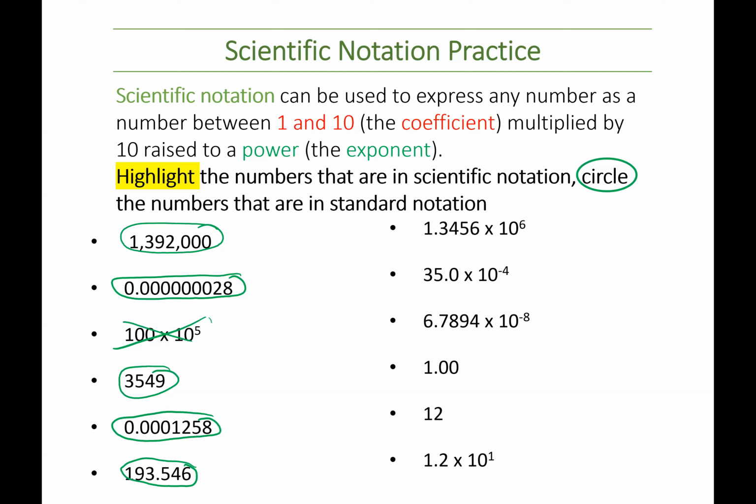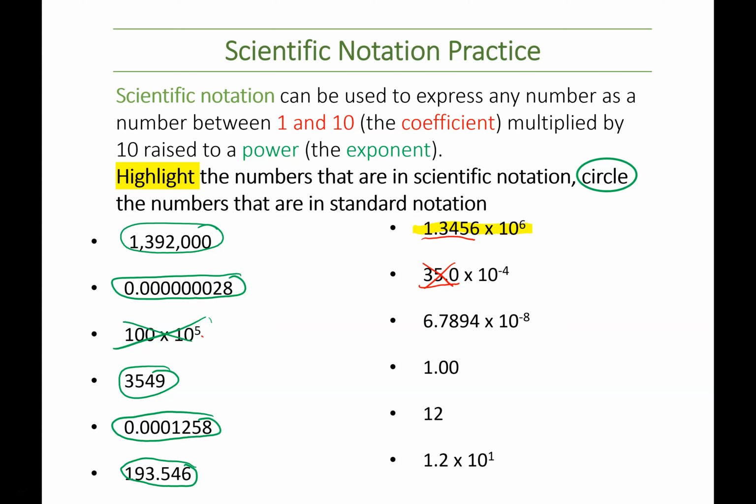Our next example, 1.3456 times 10 to the 6th. We have 1.3456. That is definitely a number between 1 and 10, so that's an okay coefficient. We have multiplied by 10 and raised to the power of 6. That's an exponent. That means that this number is scientific notation. So we're going to go ahead and highlight it. Next, we have 35 times 10 to the negative 4th. While you might be tempted to call this scientific notation because of the 10 to the negative 4th, 35 is not a number between 1 and 10. So this is just like this one here where it's not actually a real scientific notation number.